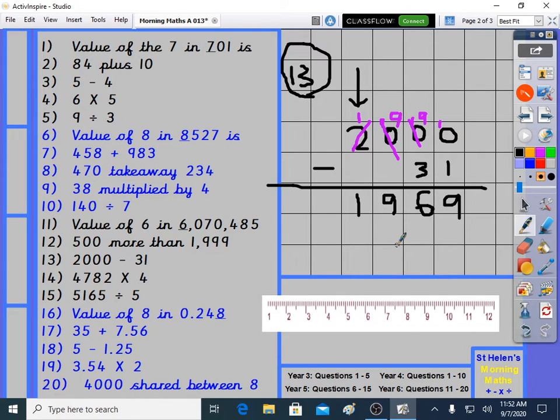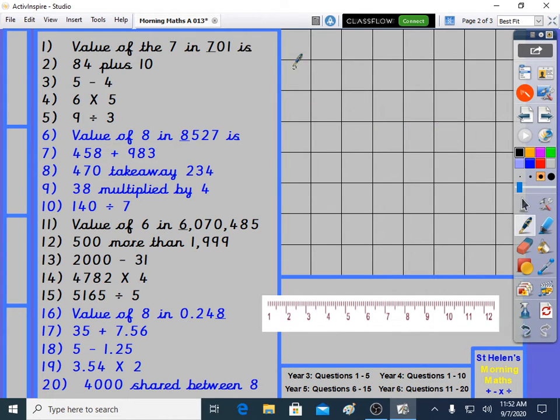1969, or as a date, looks like a date, 1969. So if someone said, what year was it? 31 years before the year 2000. It would be 1969. You take away the 31 years and it's 1969. Let's go on to question 14.